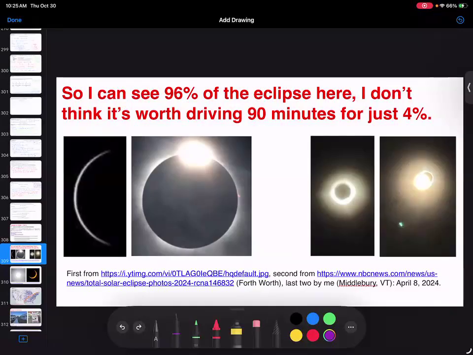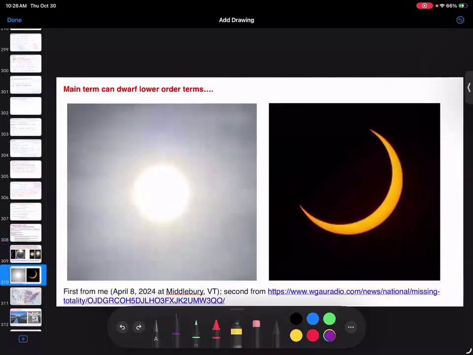And so I tried to take some pictures. The ones on the right are by myself. The other ones are better ones from the web, where you can really see the difference. 96% is not the same as 100%. 99% is not the same. It's just amazing as it suddenly comes into play.